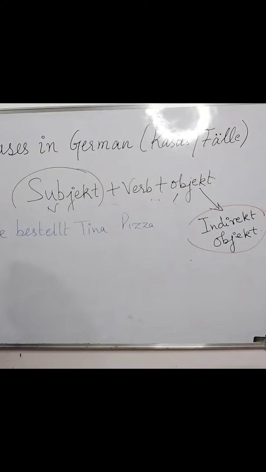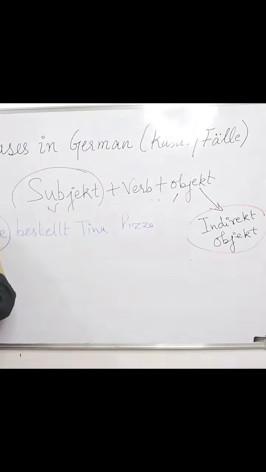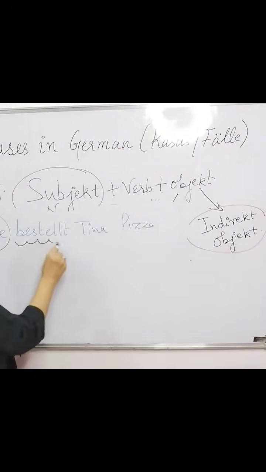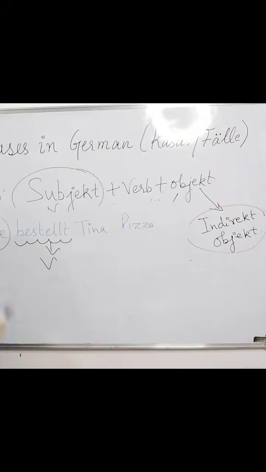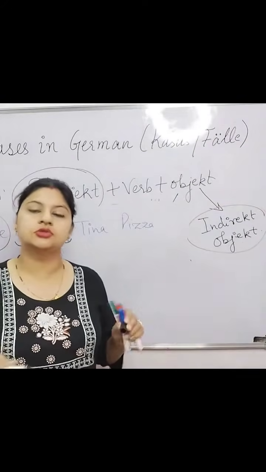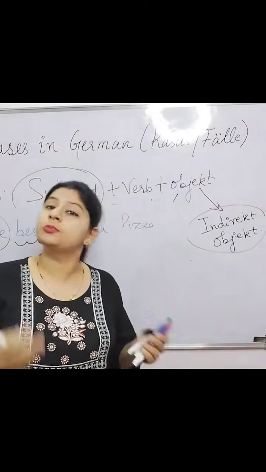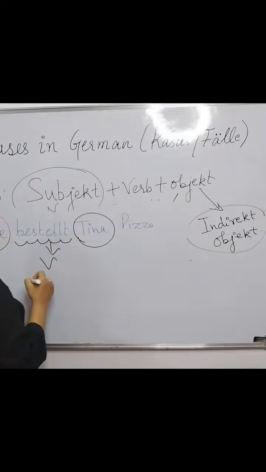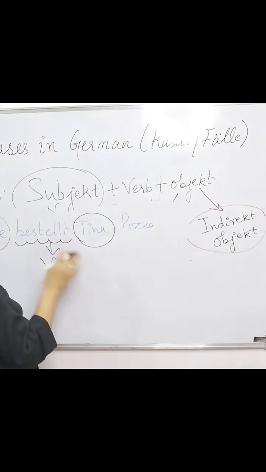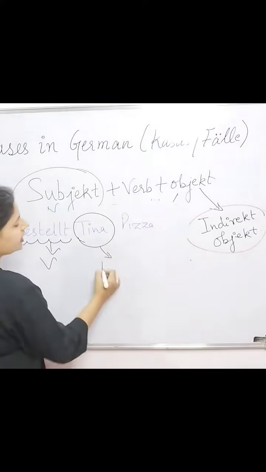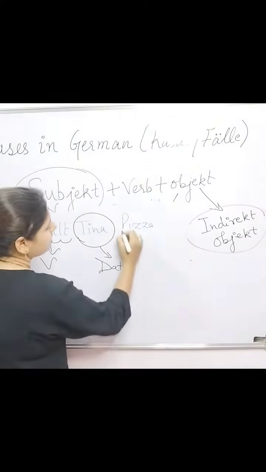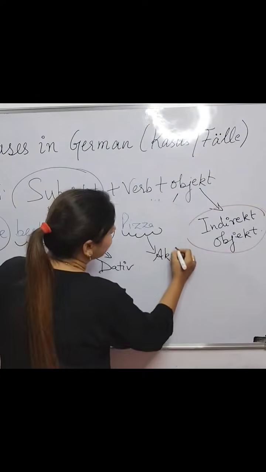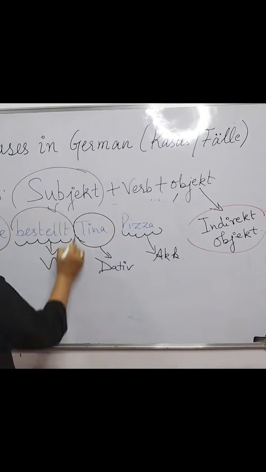So here, sie is nominative, or I can say Subjekt. Bestellt is my verb. So bestellen, my verb, means to order. To order something, like from Swiggy, Zomato, Amazon. Tina is that person for whom the action has been done. Tina is dative. And pizza is my direct object, because what are we ordering? Pizza.